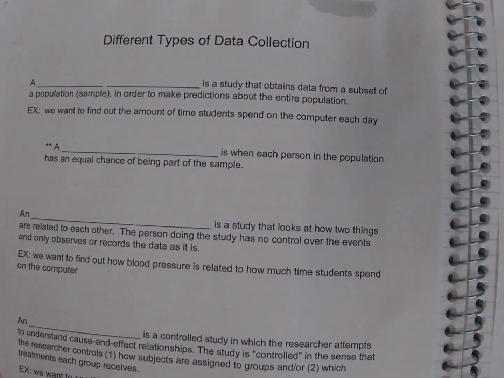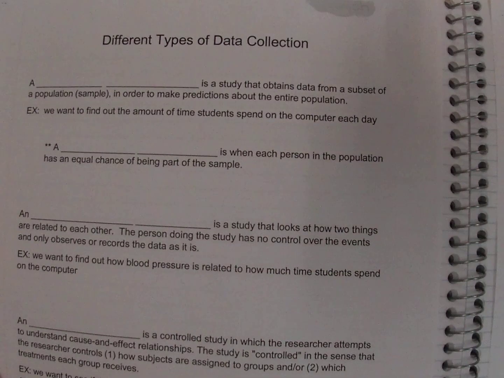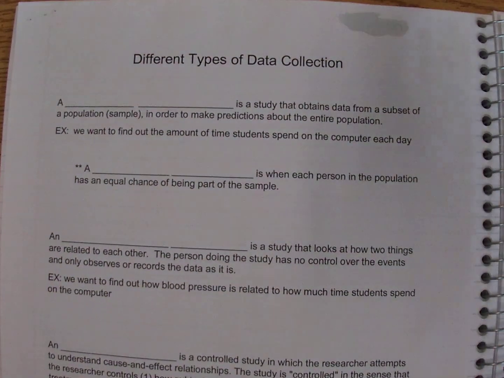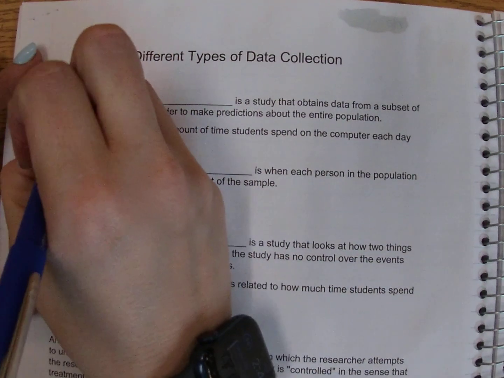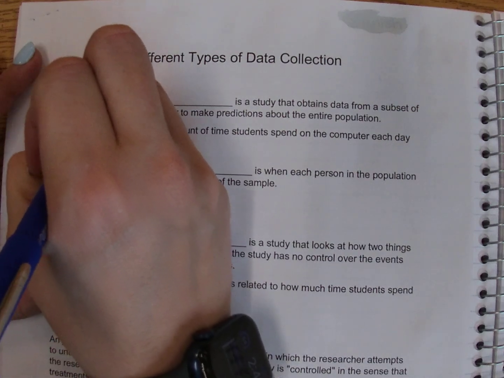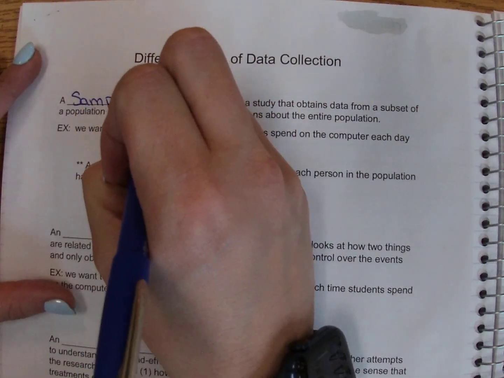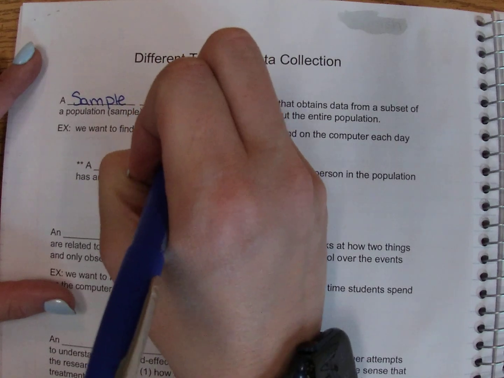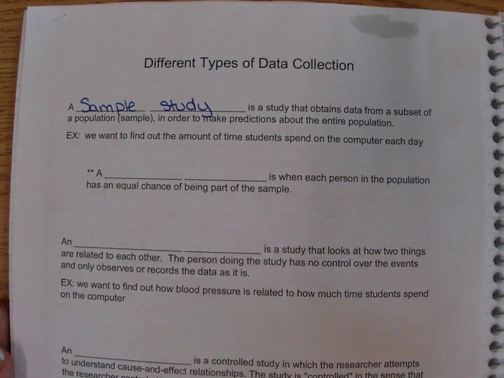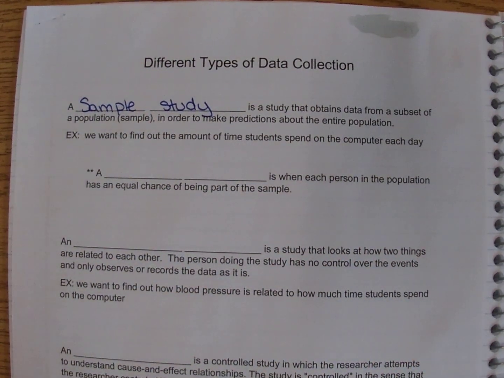Hi class, today we are going to be looking at different types of data collection. These are different ways that we can collect data that we use for different purposes. The first one that we are going to look at is a sample study. A sample study is a study that obtains data from a subset of a population.